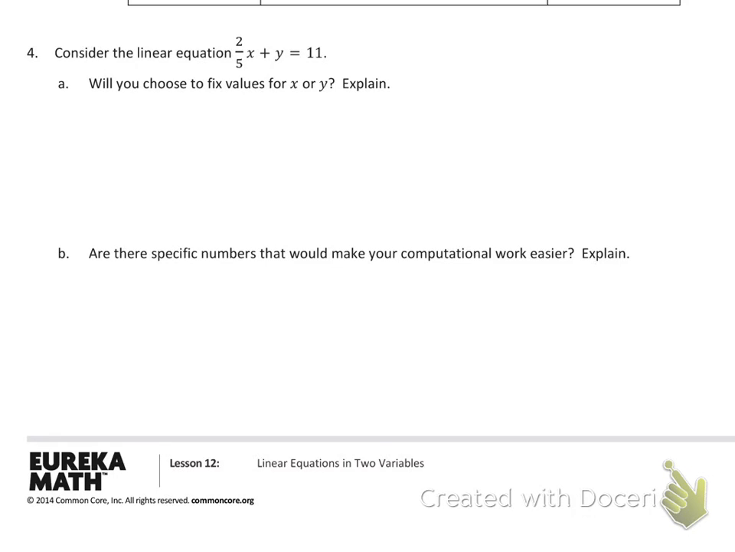All right, let's look at exercise 4. We're considering the linear equation 2/5 x plus y equals 11. And there's two questions here. A: Will you choose to fix values for x or y, or both, and explain. And B: Are there specific numbers that would make your computational work easier? Okay, so think about that. Try out some things and see what makes it easier, and then come back and we'll talk about it some more.